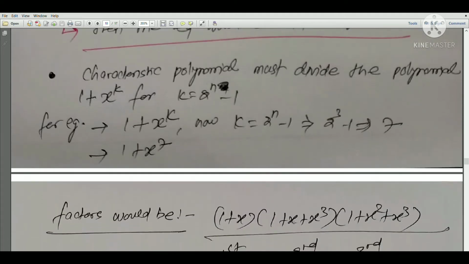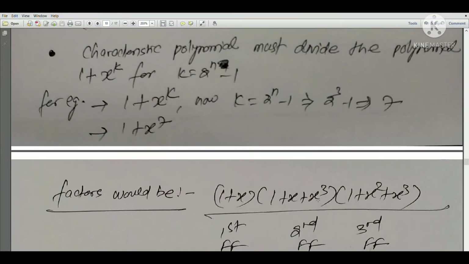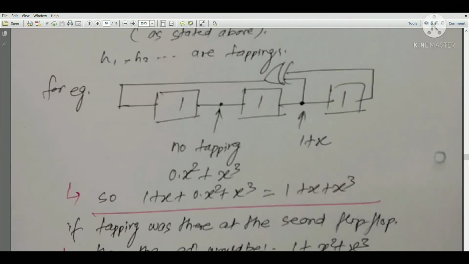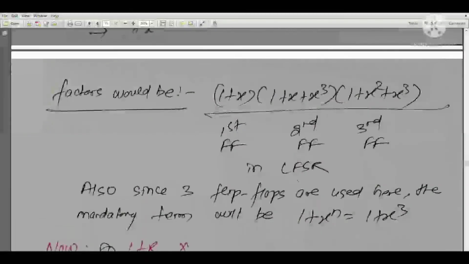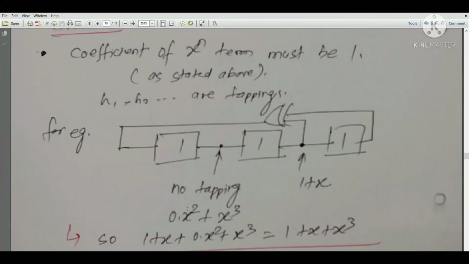Now if 1 plus x to the power 7 is the polynomial, what factors should we have? The factors should be 1 plus x, 1 plus x cube, and 1 plus x square plus x cube. Now how have these factors come? Look at this. If we talk about this particular point, this is the h1 point. The first factor is 1 plus x. If the tapping was there at this point, then it would be 1 plus x square plus x cube. And for this case, if no tapping was there, it would be 1 plus x cube.